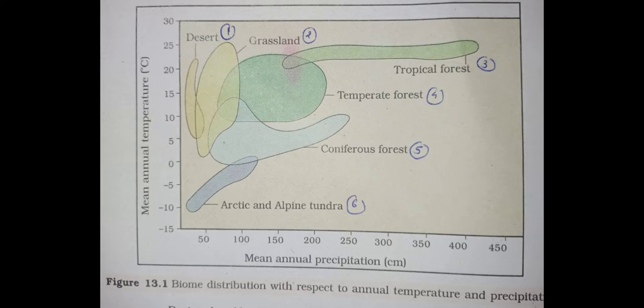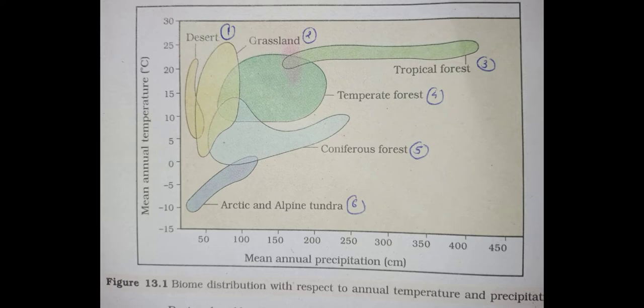For grassland, the minimum temperature will be 2 or 3, nearly 0, and the maximum will be 25. The precipitation will be less than 100 centimeter. If we talk about the temperate forest, the minimum temperature will be 10 degrees centigrade and the maximum will be 23 or 24. But see, the average precipitation will be 90 up to 200, meaning 200 centimeter.